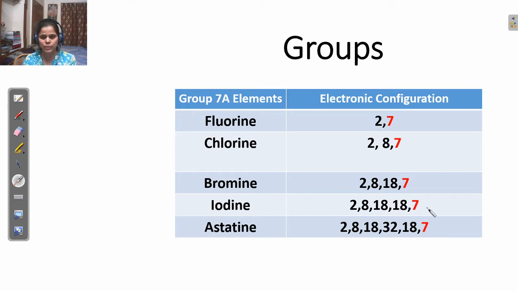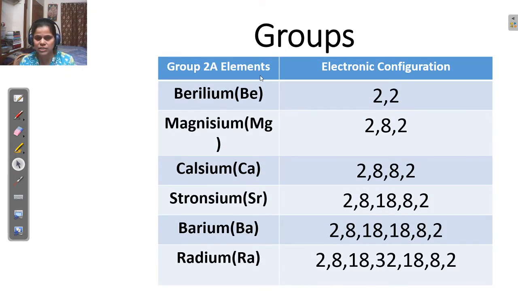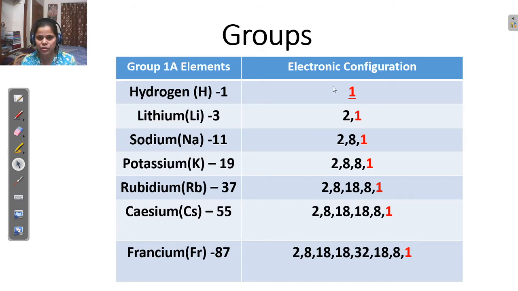Valence electrons means the number of electrons in the last shell. I repeat, the number of electrons in the last shell is 7 in each case. So in the 7th group the valence electrons are 7, in the second group the valence electrons are 2, and in the first group the valence electron is 1. Is it clear?